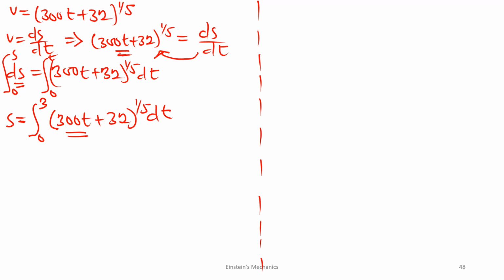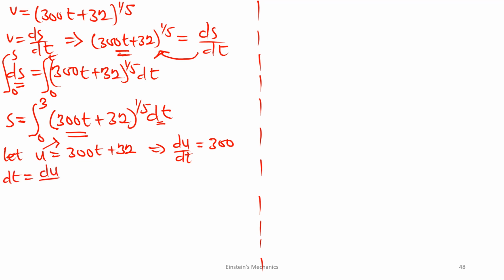I can say let my u be equal to 300t plus 32, which implies that du with respect to t is going to be just 300. Because I'm introducing a u, this dt should be in terms of u, which implies that my dt now is going to be du on 300. Are we good? And this is definite integrals.